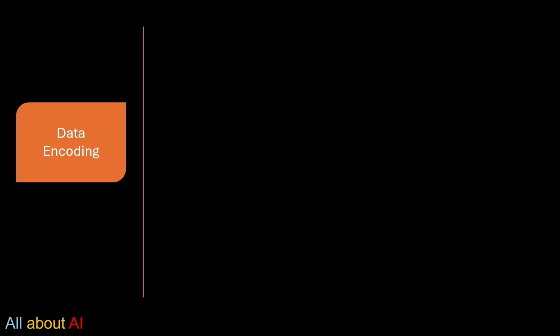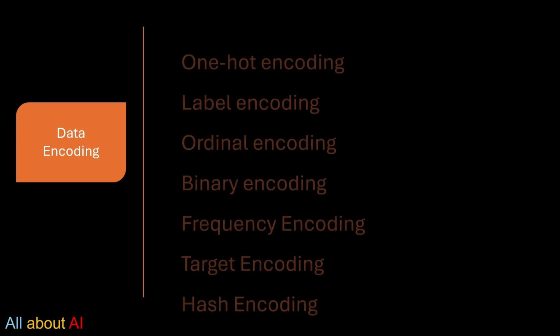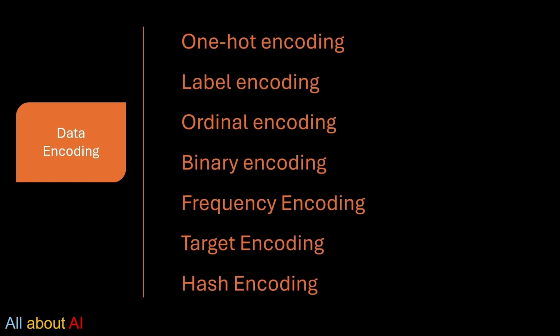So there are various methods available in data encoding. These are the most commonly used: one hot encoding, label encoding, ordinal encoding, binary encoding, frequency encoding, target encoding, hash encoding.